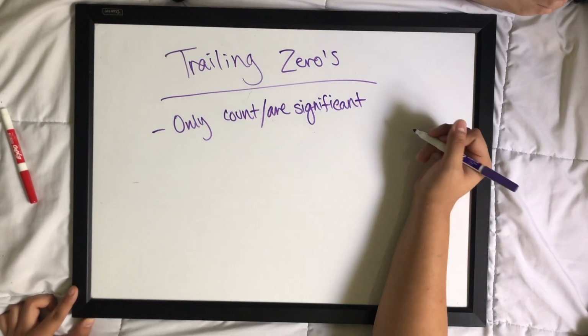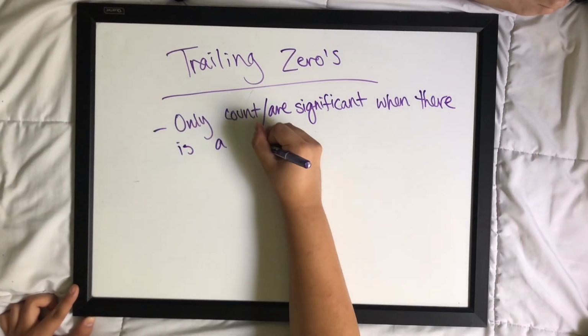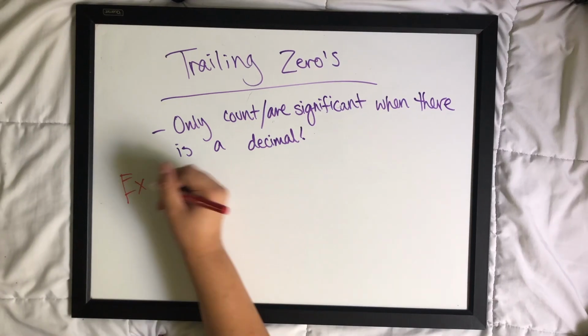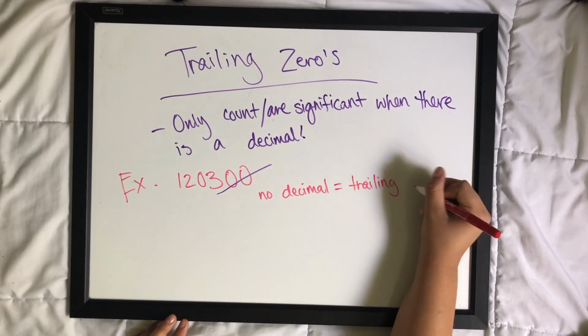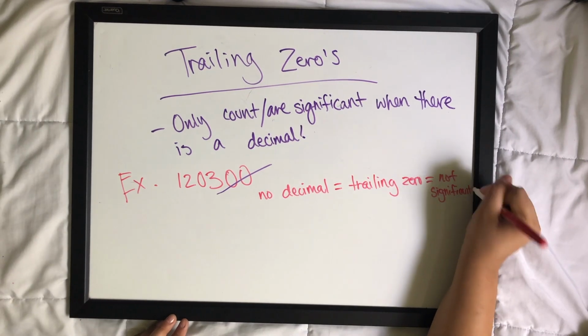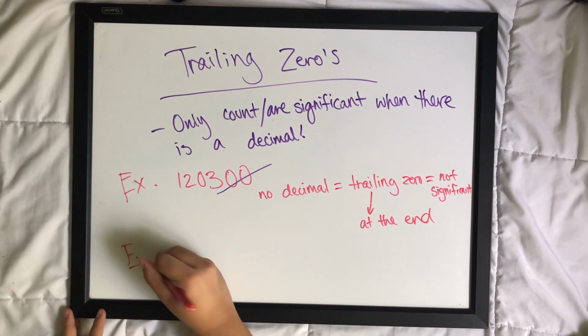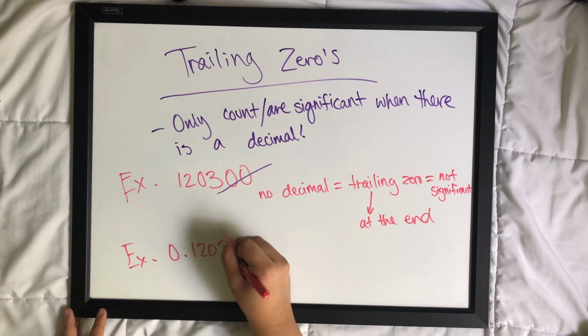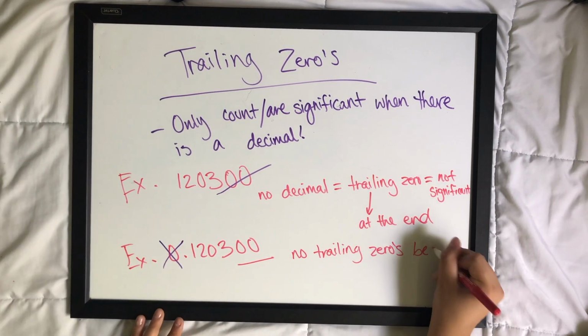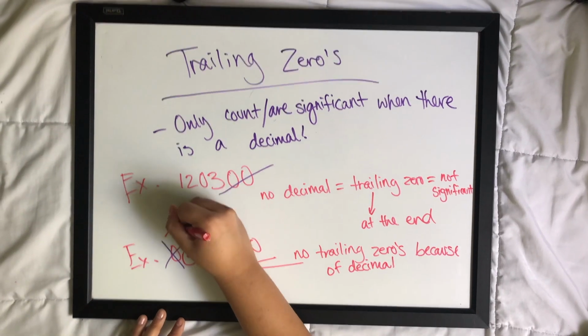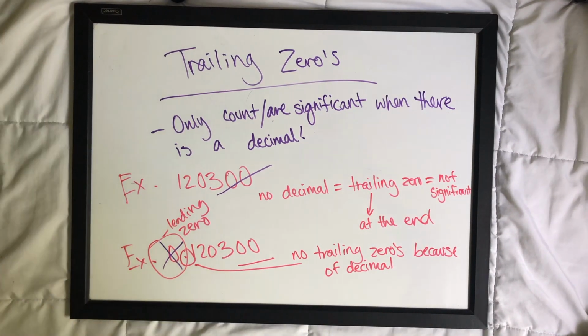They are only significant when a decimal is present in the value. For example, this number has no decimal, so the trailing zeros are not significant. They do not count. In this case, we do have a decimal in the number, so the zeros at the end are significant, and we cross out the first zero because leading zeros are never significant.